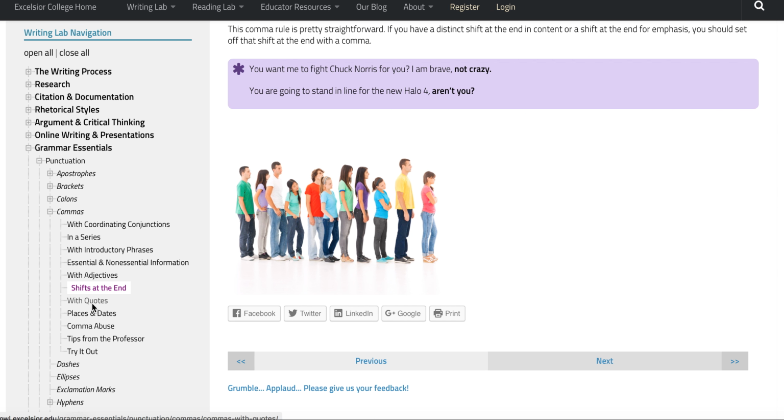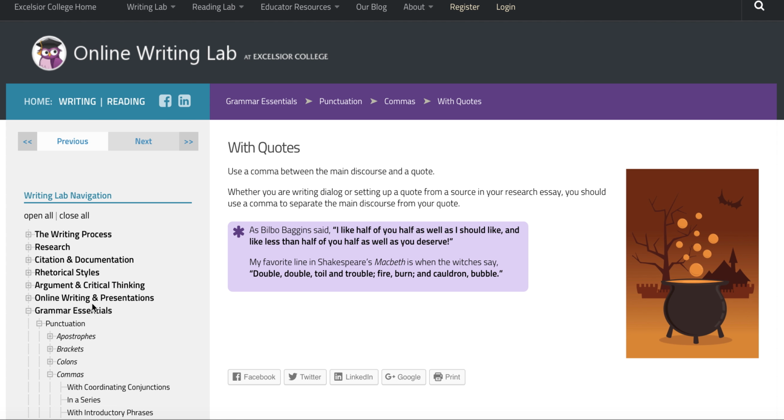Now, this one with quotes is one that you will probably use quite a bit if you're doing any kind of research paper. If you're doing creative writing or a narrative, you may also have dialogue, but definitely when you're setting up a quote, most of the time you want to use a comma. There are a few exceptions. In general, when you're setting up the quote, you put a comma before you give the quote.